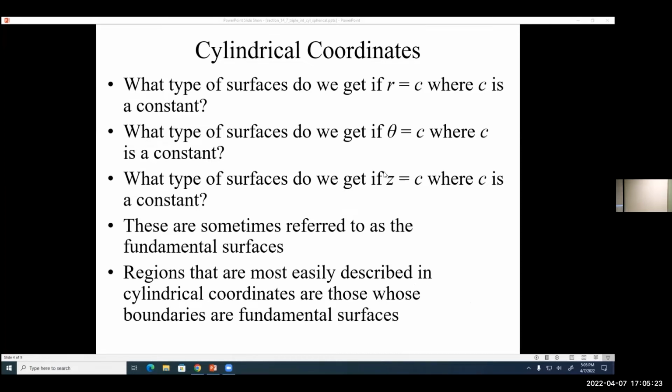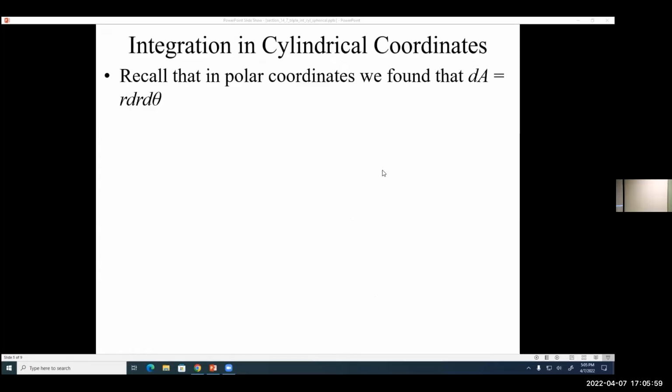And so if you have regions, so remember, we're looking at these 3D regions now, right? If you have regions that are combinations of these fundamental surfaces, cylinder, a plane that goes through the z-axis perpendicular to the xy plane, or a plane parallel to the xy plane, that would be our hint that we might want to use cylindrical, because it'd be very easy to use constants for our bounds. So that's the kind of thing you want to look for. And that's why we talk about these fundamental surfaces. So that's how we would look for using cylindrical.